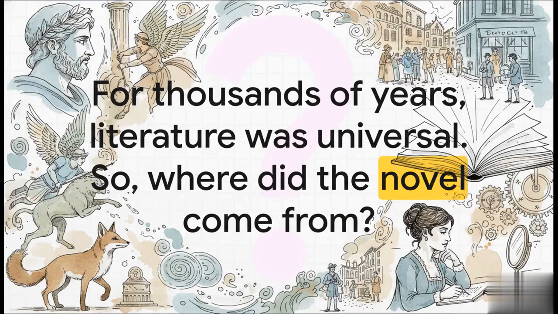Think about it. For literally thousands of years, stories were all about gods, larger-than-life heroes, and big universal truths. You had your epics, your myths, your fables, and then bam! In the 18th century, something totally new just appears. And it wasn't just a new genre, it was a completely different way of looking at the world. So the big question is, where on earth did the novel come from?